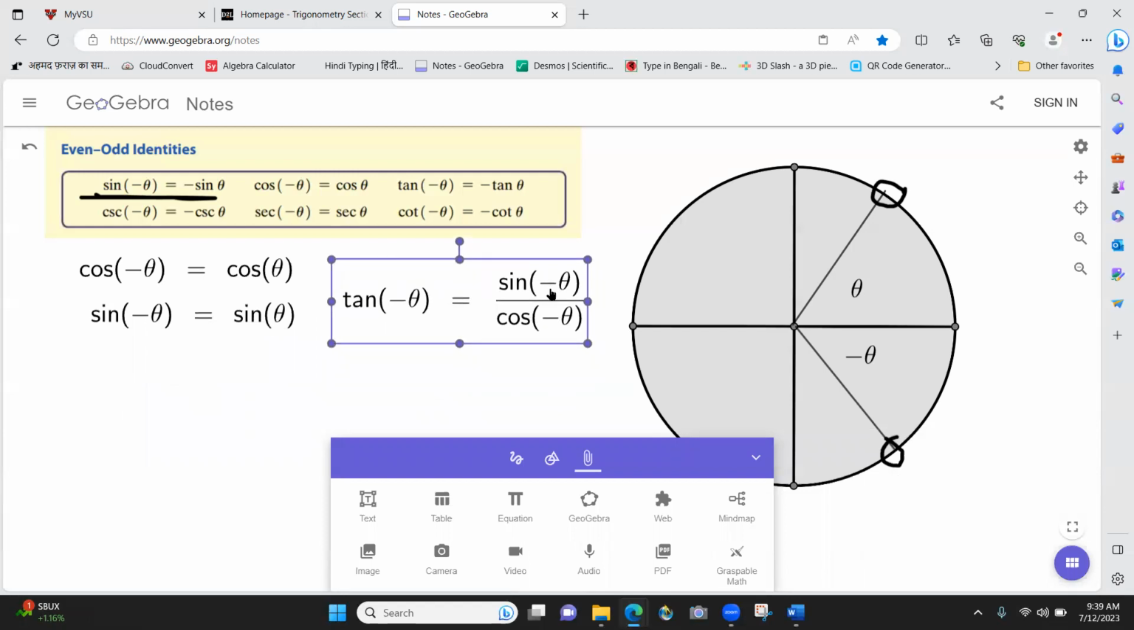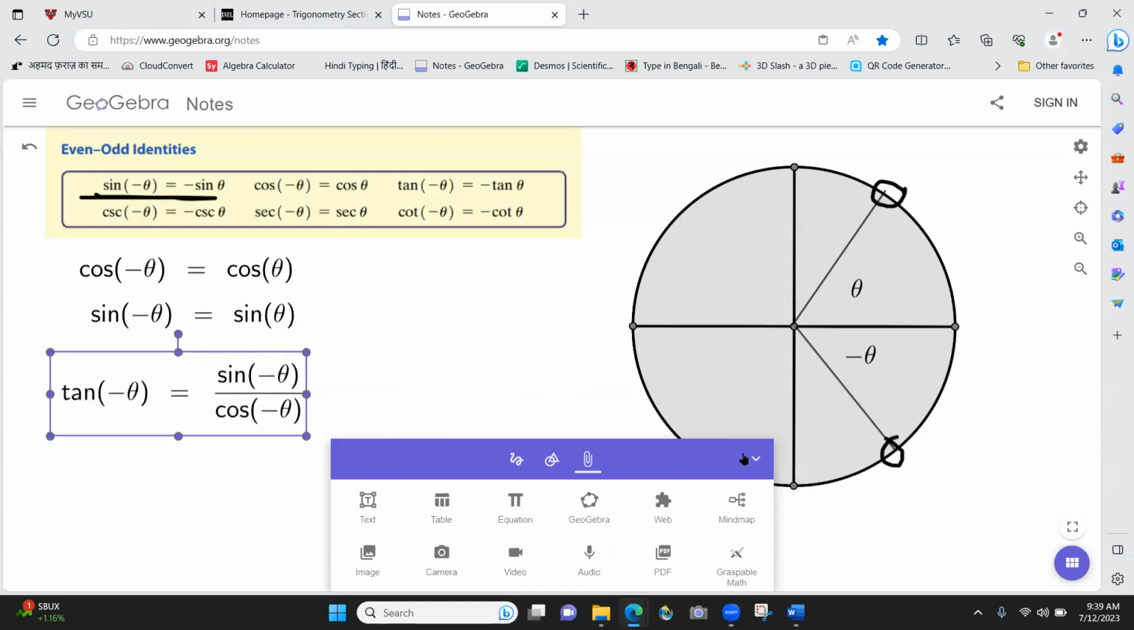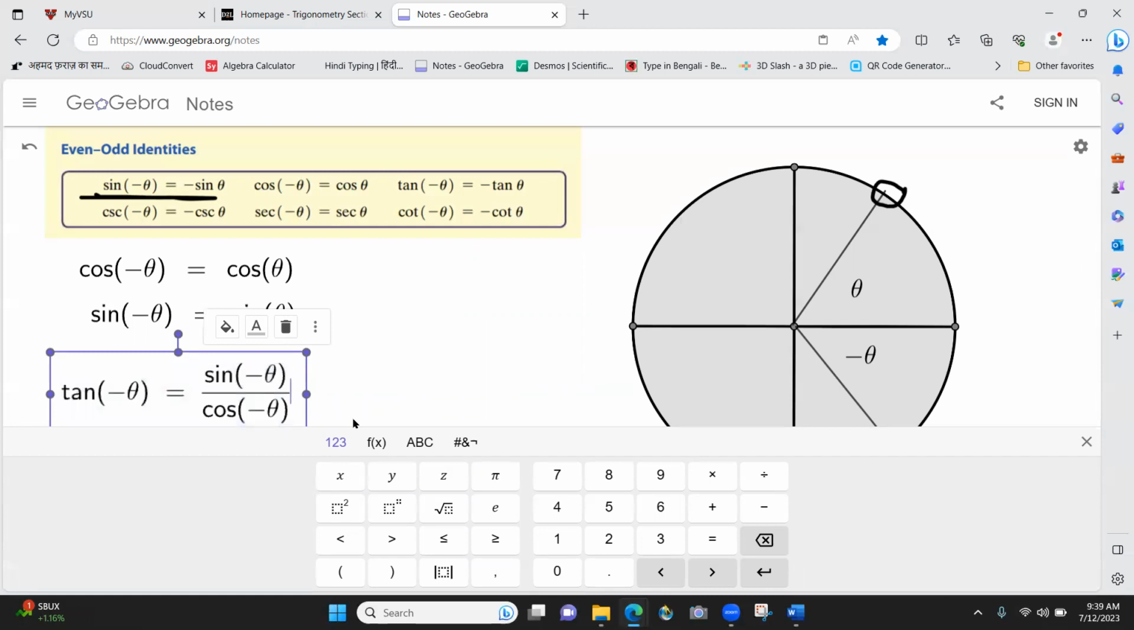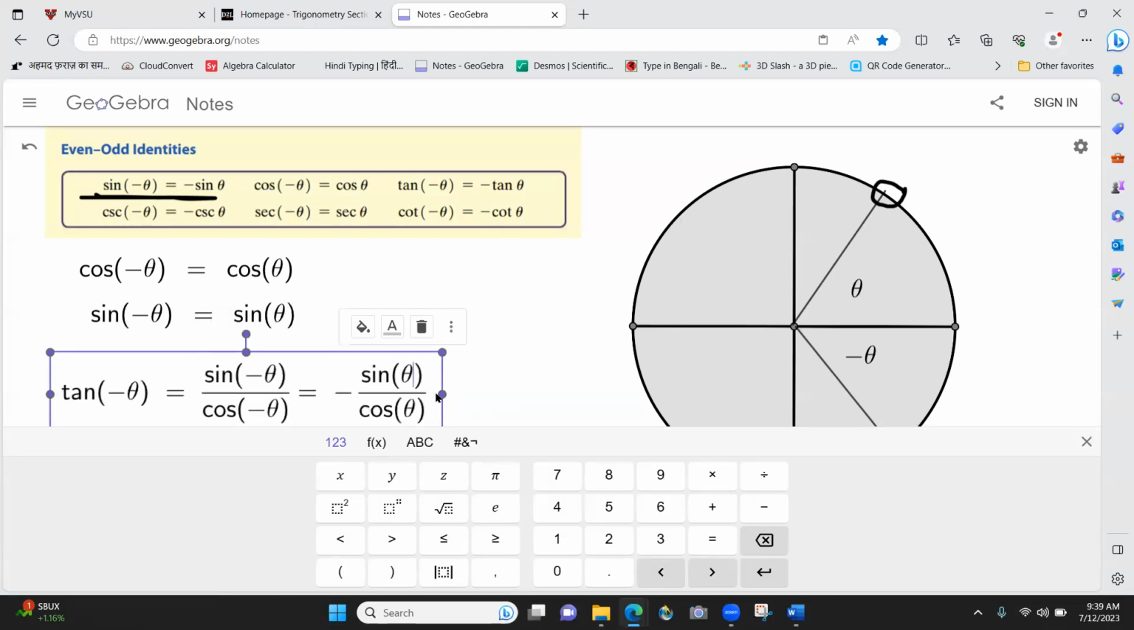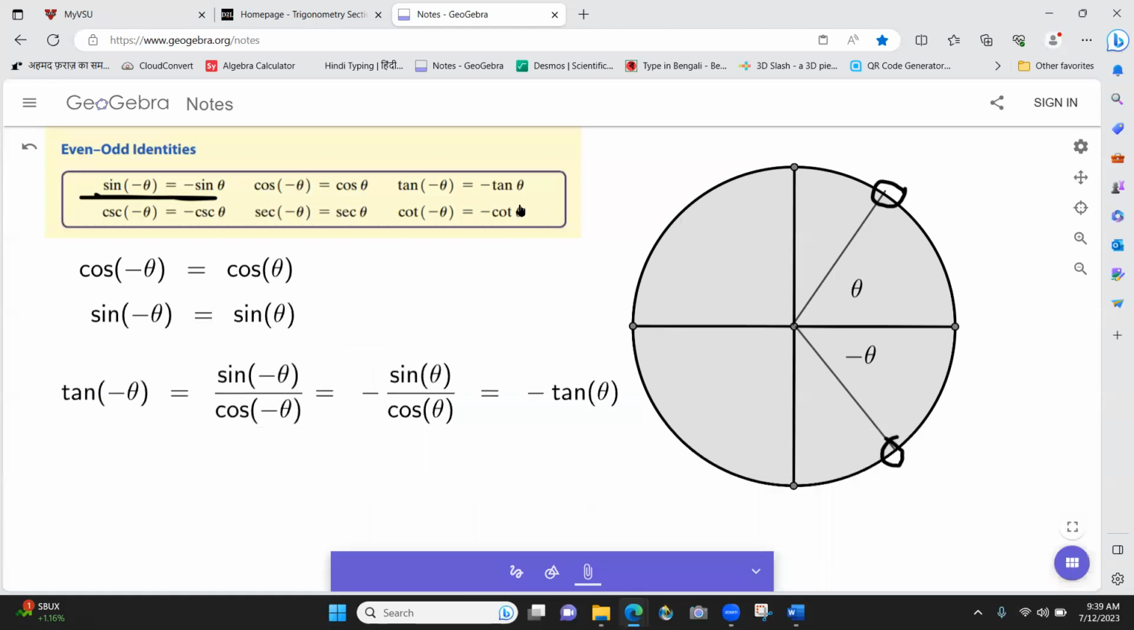But what did we do right here? Instead of sine negative theta, I'm going to pull out the minus sign because that's what the formula says. And for cosine, I'm just going to ignore the negative sign. And what do I get? Sine theta over cosine theta is tan theta. And don't forget the minus sign. And you can prove it exactly the same way. Cotangent minus theta is minus cotangent theta.